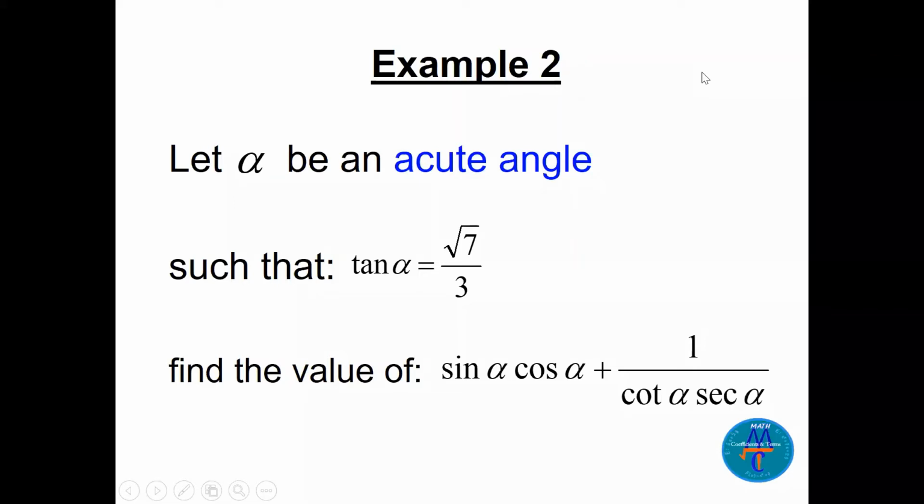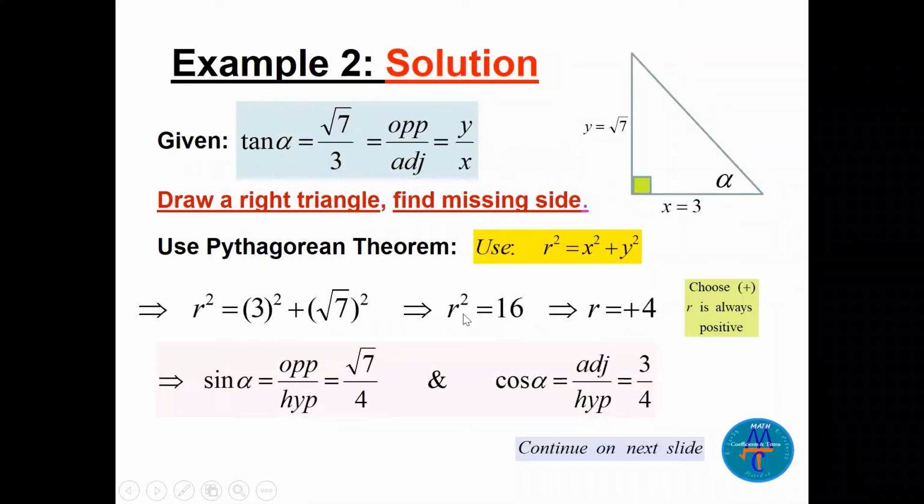Now, question number 2 will be similar to question number 1, but in the given, we have tan alpha is given, square root of 7 over 3. Alpha is an acute angle, and we need to find the value of sine alpha times cosine alpha plus 1 over cotan of alpha times secant of alpha. So we start with tan of alpha, and then we draw a right triangle. See, do we have an angle alpha? I can put alpha here, or I can put alpha there.